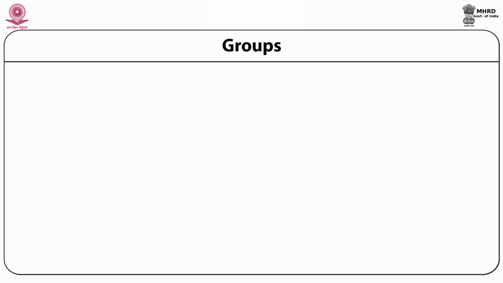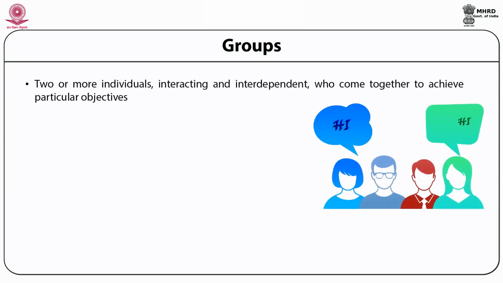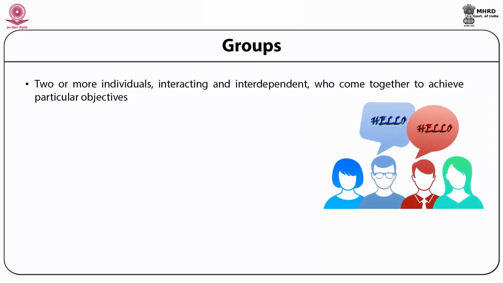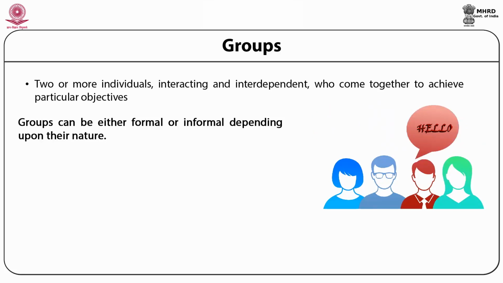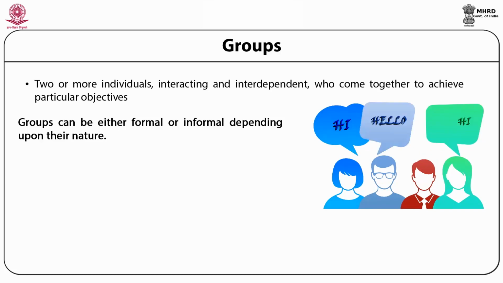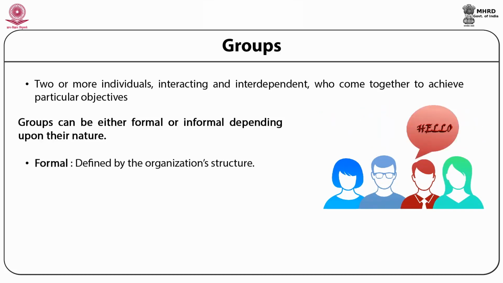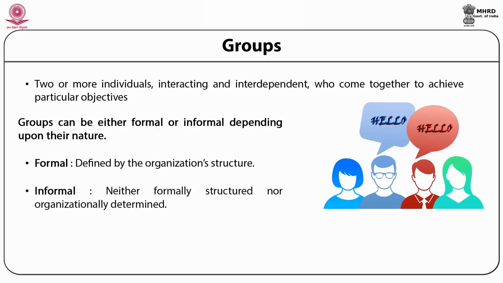Well, my dear students, now you know what are groups. These are basically two or more individuals interacting with each other, who are interdependent on each other, and of course, who come together to achieve particular objectives. As has already been discussed, groups may be formal groups or they may be informal. It has been already described to you that formal groups are the ones which are defined by the organization's structure. On the other hand, the informal groups are neither formally structured nor organizationally determined.